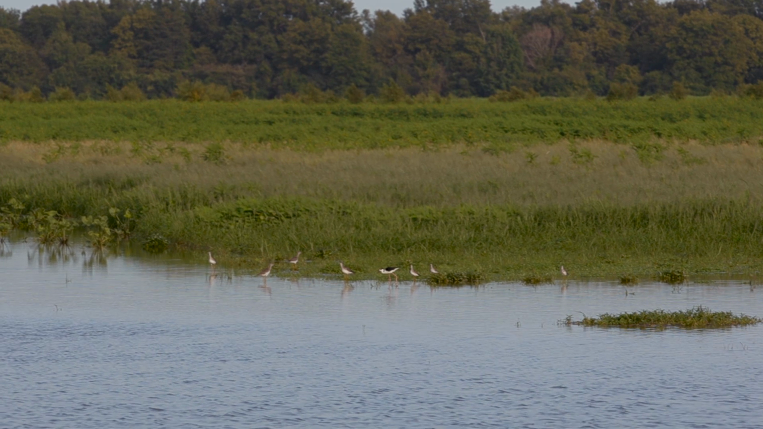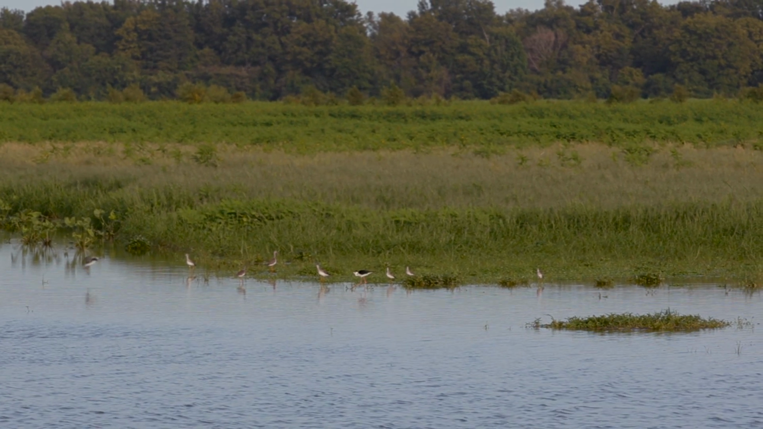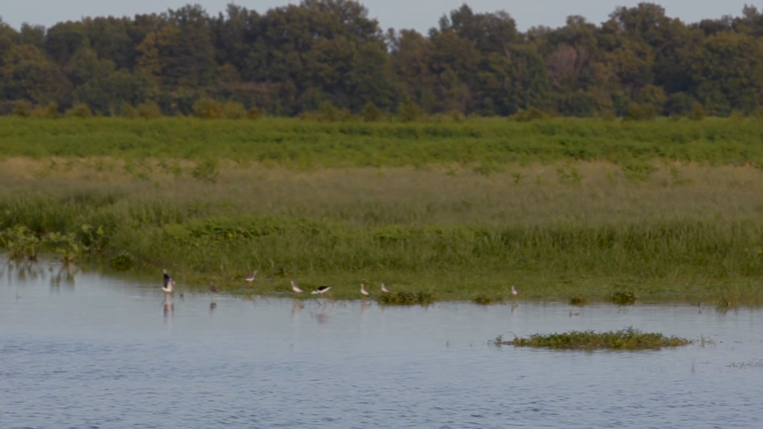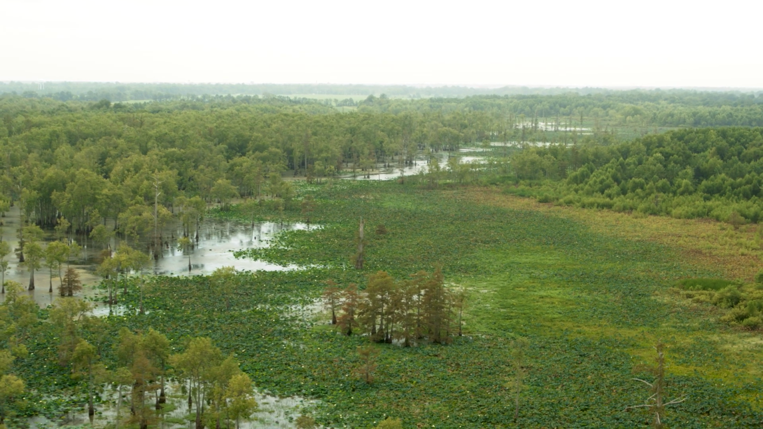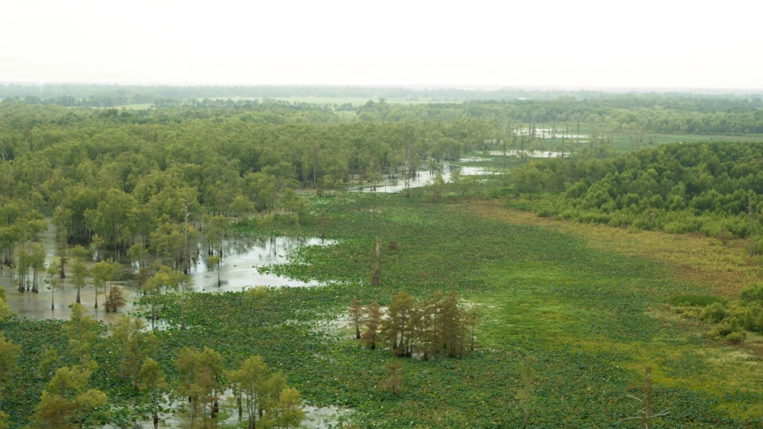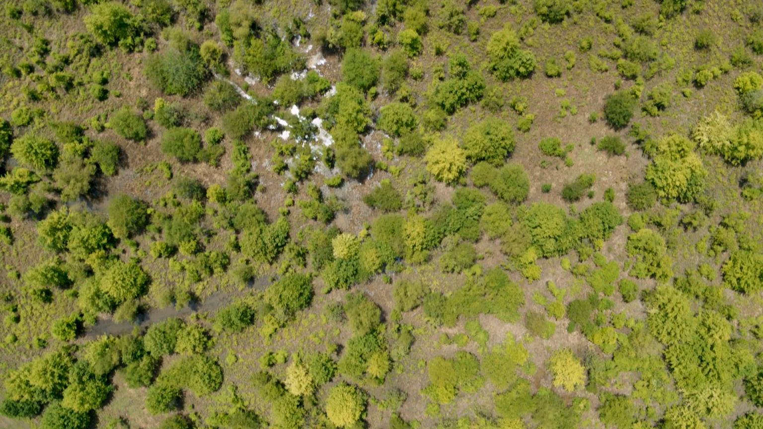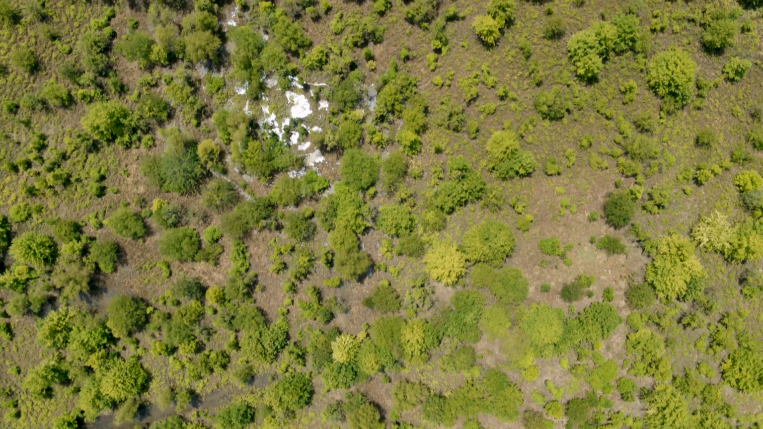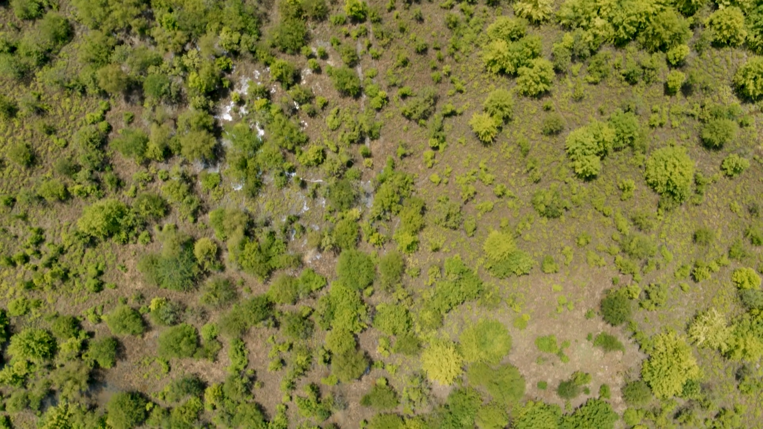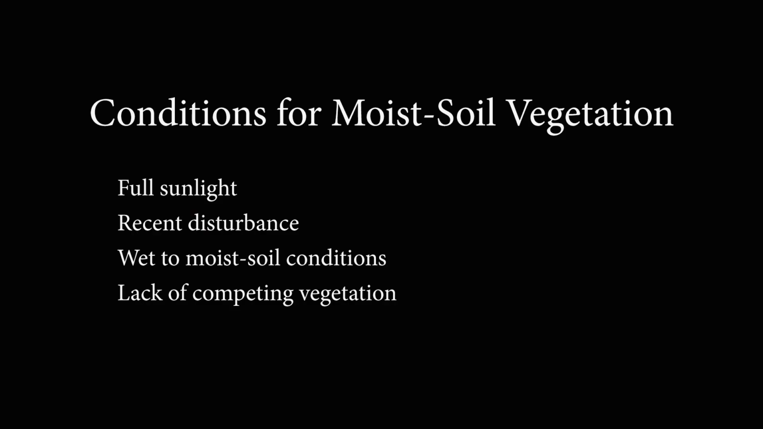Moist soil impoundments represent the earliest wetland successional stage. Historically, they would have occurred after a major disruption in the canopy of a forested wetland, or the draining of a deep open water area where little to no vegetation occurred. This resulted in 4 necessary conditions for annual moist soil vegetation to establish: full sunlight, recent disturbance, wet to moist soil conditions, and the lack of competing vegetation, all occurring during the growing season.